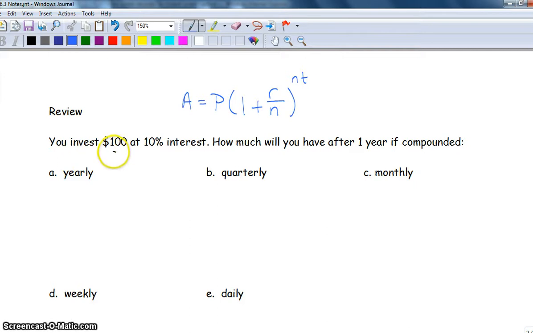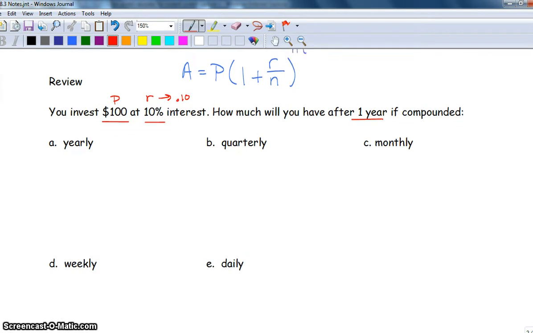So you're going to invest $100 at 10% interest. So this is our principal, that's how much we're investing at a 10% interest. So our rate is 0.10. How much will you have after 1 year if you compound it yearly, quarterly, monthly, weekly, and daily? And I want you to press pause right now, and this is a review, so I want you to do A, B, C, D, and E on your own.